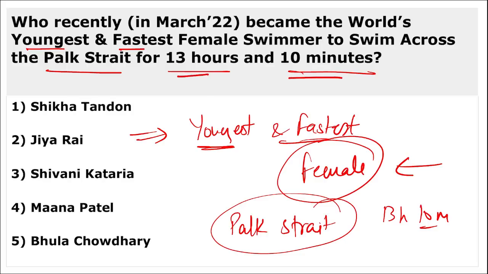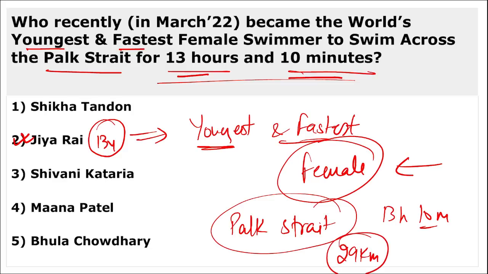She is Jia Rai, a Mumbai-based autistic teen. She is 13 years old and a daughter of an Indian Navy officer. She became the youngest and fastest swimmer to swim across the Palk Strait, and it took her 13 hours and 10 minutes to cross the strait. This Palk Strait is around 29 kilometers. Can you tell me the location of Palk Strait? It is located between Sri Lanka and India.